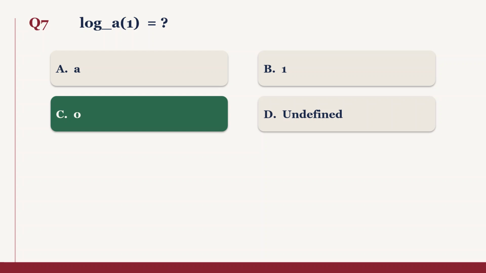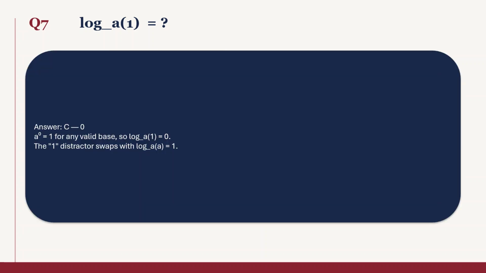Question 7. Log base a of 1. Choices A, B, 1, C, 0, D, undefined. Pause, then reveal. The correct answer is C, 0. Anything to the 0 power is 1, so a to the 0 equals 1, which means log base a of 1 equals 0. The 1 distractor swaps with log base a of a equals 1. That is the inverse property pair from the inverse properties slide.